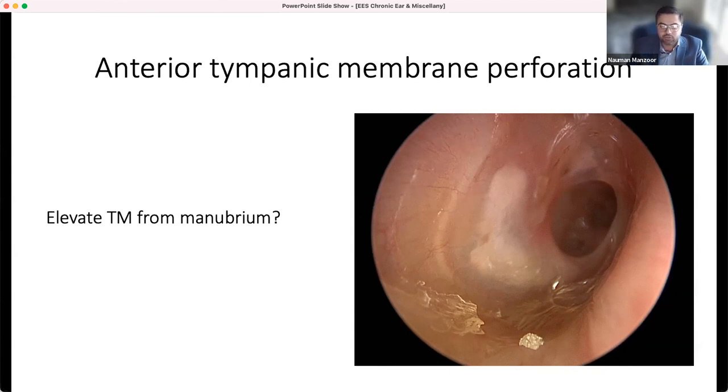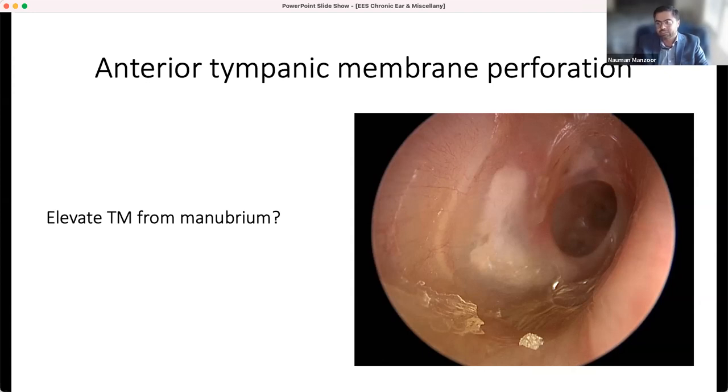But one thing I'll tell you, this is my personal thing, is that for this kind of perforation, I'll elevate it off the malleus, but I wouldn't totally deglove the malleus, meaning I'll still keep the cartilage cap intact and I'll just elevate it enough superiorly that I can tuck my graft underneath it. But I will not make an anterior cut or totally deglove the malleus.